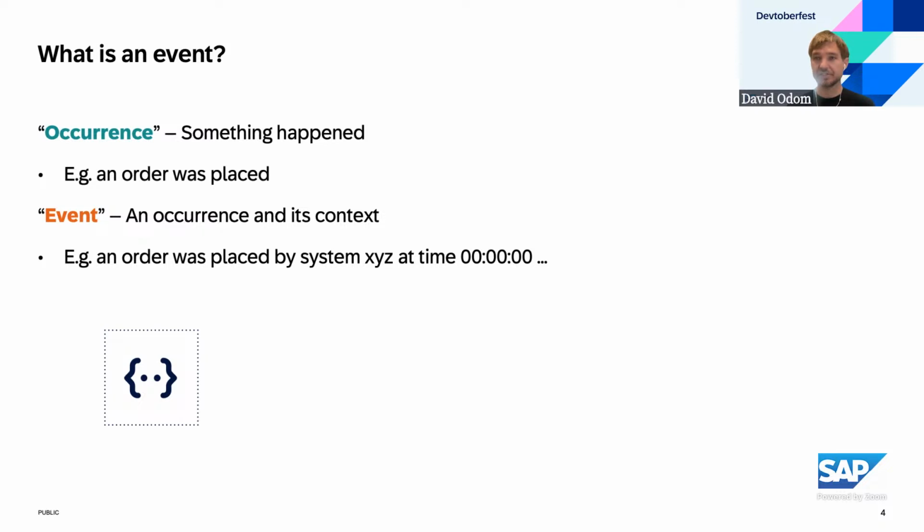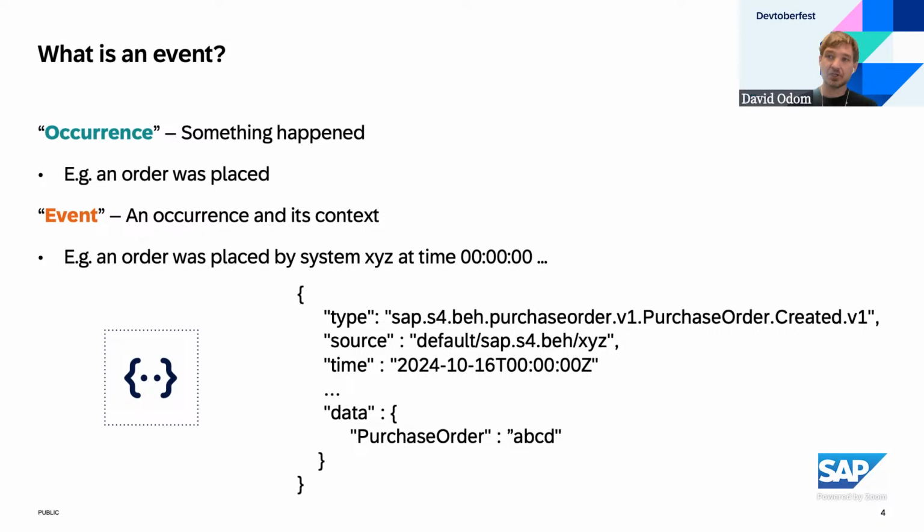So here in this example, we have the order was placed, but not only was an order placed, it was placed by tenant XYZ of some system at a particular time, and it probably has some order ID associated and so on. I'll just show you a quick example here. In this example, we see a JSON object, and this happens to be in a CloudEvents format. CloudEvents are an interoperable open source standard, which SAP has adopted and many others have as well.